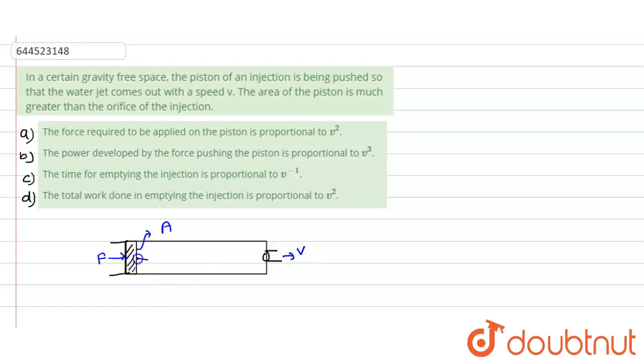So clearly we can say that, for example, if the piston is moving with a velocity of v1, and the water is coming out at a velocity v, with the cross-sectional area at the orifice being small a, we can say that flow rate would be constant. So we can say that capital A v1 would be equal to a into v. Flow rate is defined as cross-sectional area multiplied by the velocity. Let's say this is our equation 1.